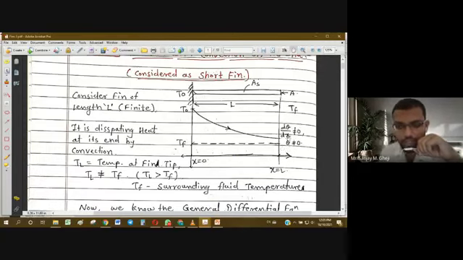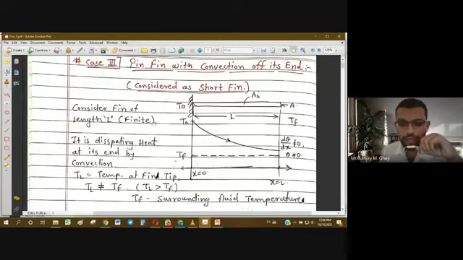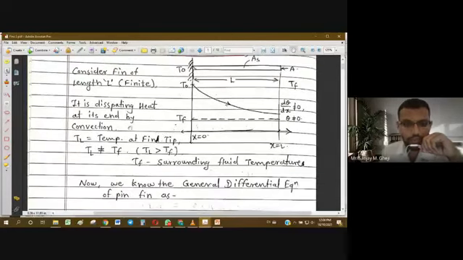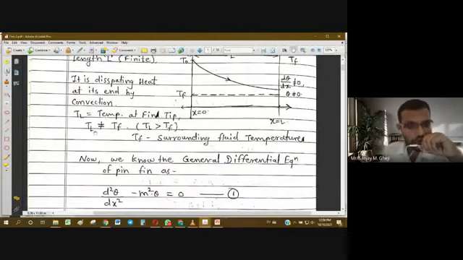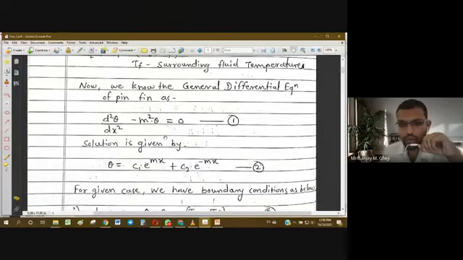Thereby d theta by dx is also not equal to 0. Temperature gradient is also not equal to 0. So there is certainly some heat transfer at the tip, and that is going by convection. So TL, the temperature of the fin at the tip, at the end of the fin, is going to be greater than TF, and TF is the surrounding fluid temperature, already shown.